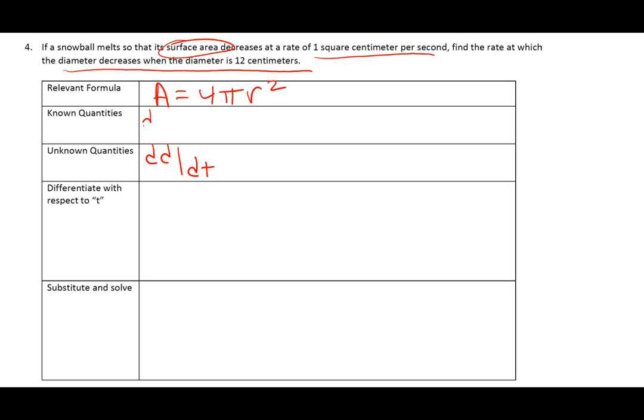We're looking for dD/dt, but let's talk about the things that we know so far. So we know that dA/dt, the rate at which the area is changing, because it is decreasing, would be -1 square centimeters per second. Then we know that the diameter is 12 centimeters at the time in question. But unfortunately, our equation only has a radius. So we have to change that r into a d. So how do we do that?